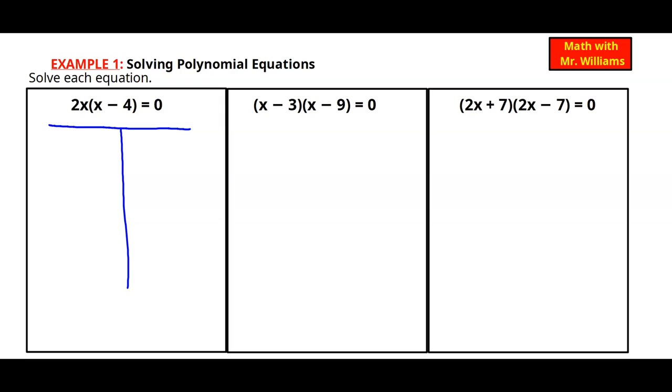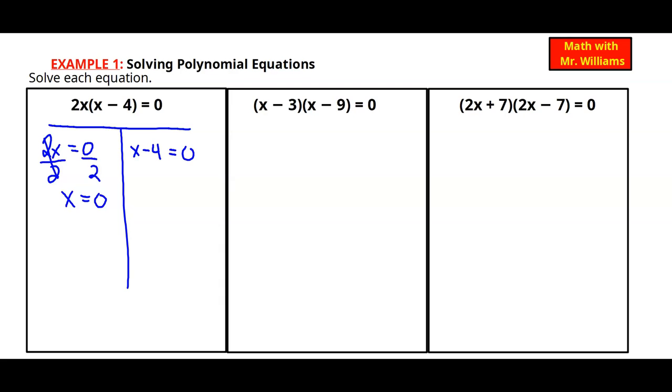So using that zero product property, I can take the 2x and set it equal to 0. And then I can take the binomial x minus 4 and set it equal to 0. And then I can just solve my equation. So we have 2 times x equals 0. I'm going to use my inverse property here. I'm going to divide by 2 on both sides, giving me x equals 0 on the left.